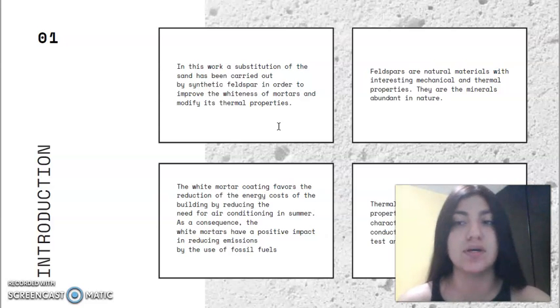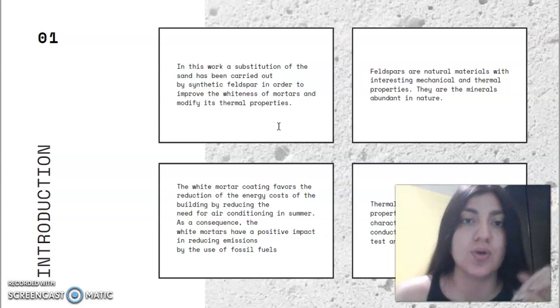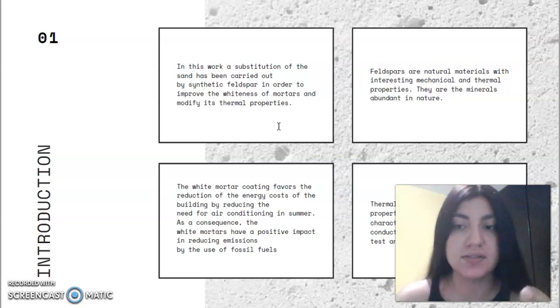Taking into account that in this work substitution of the sand has been carried out by synthetic feldspar in order to improve the whiteness of mortars and modify its thermal properties, claiming that feldspars are natural materials.